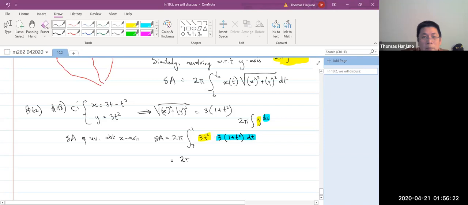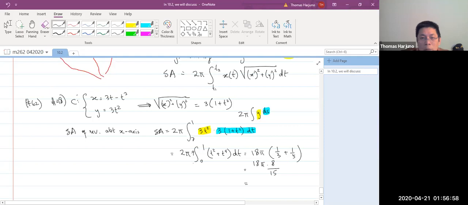Okay. So that is t squared plus t to the 4 dt, that's 18 pi times 1/3 plus 1/5. Reduced by 3, 648 pi over 5. That's 9.6 pi.